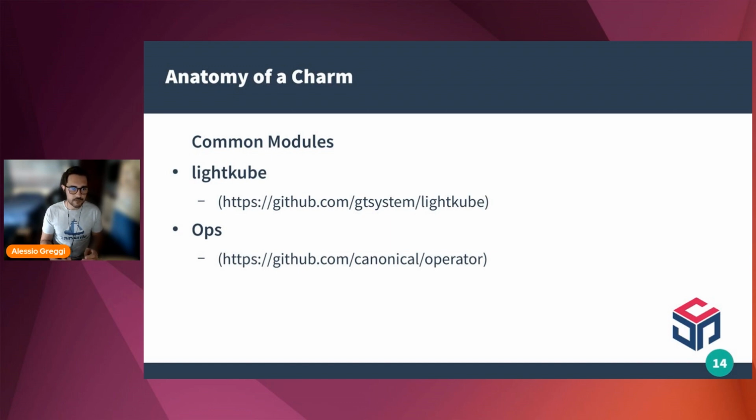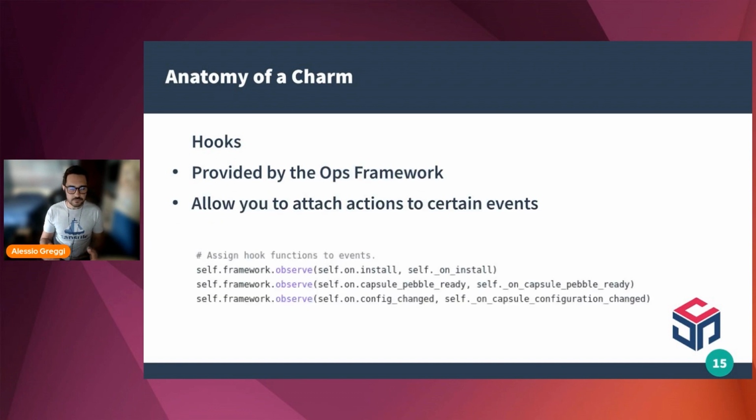And as a second one, but probably the most important one, the Ops framework is developed by Canonical, and it is the framework that you have to use in order to create the charm. So it is the framework that provides and exposes the built-ins for the charm itself. So as we will see in the next slide, an example of these built-ins are the hooks.